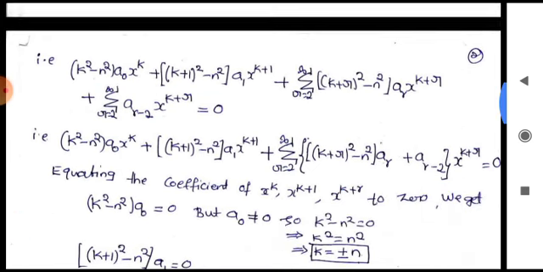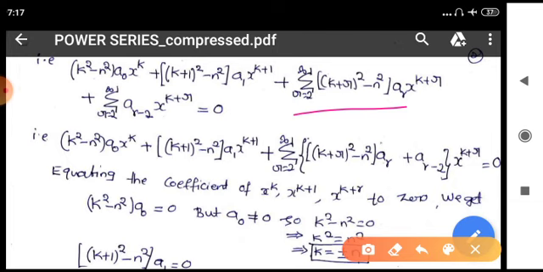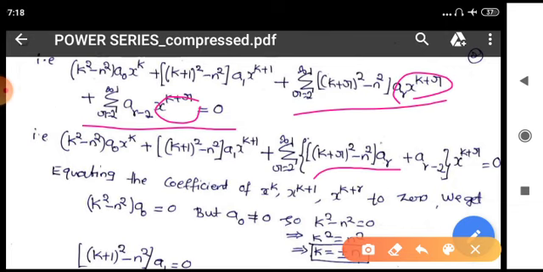And from the third and fourth terms, you can observe summation r from 2 to infinity is common, x power k plus r is common. So I will take it as common, summation r from 2 to infinity x power k plus r. The rest of the terms are ((k plus r) whole square minus n square) a r plus a r minus 2. So it is equal to 0.